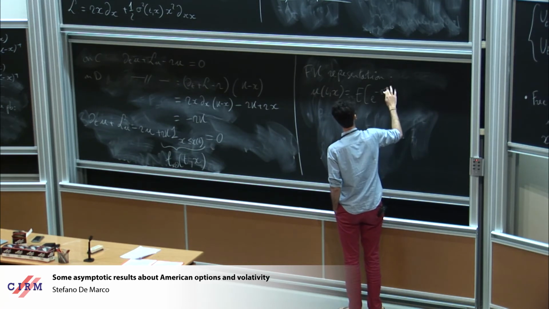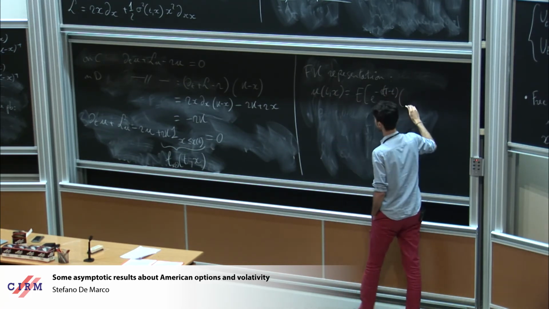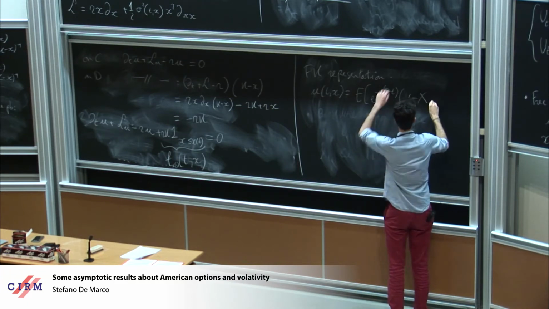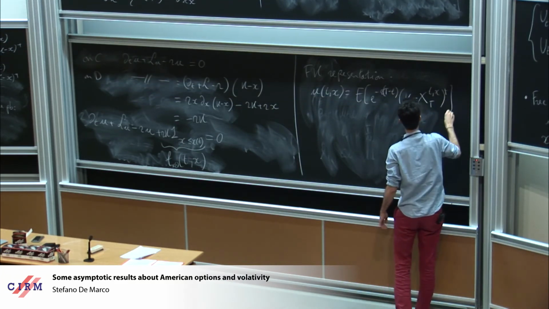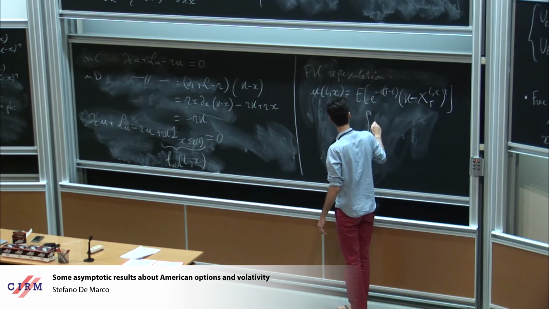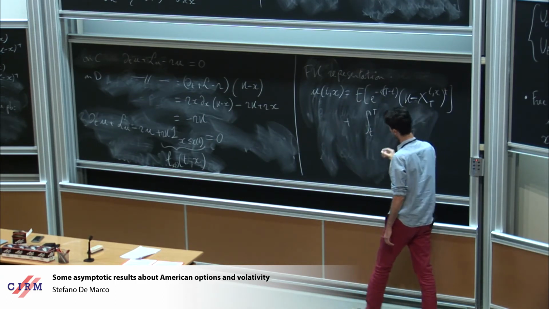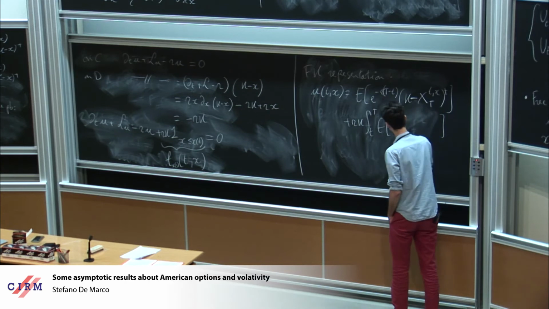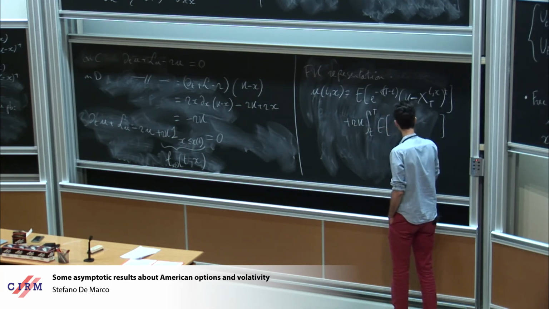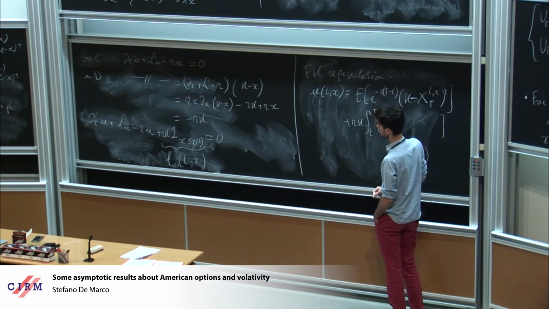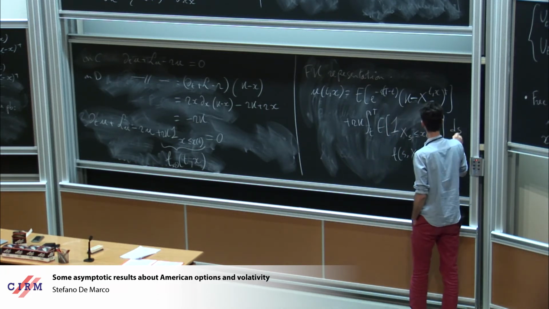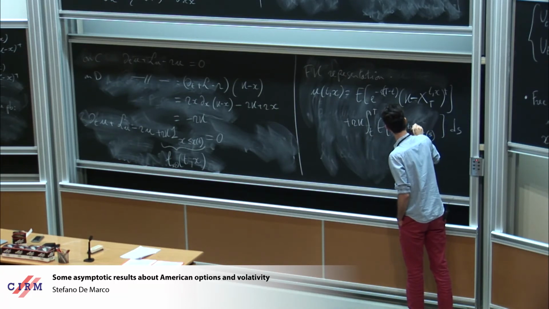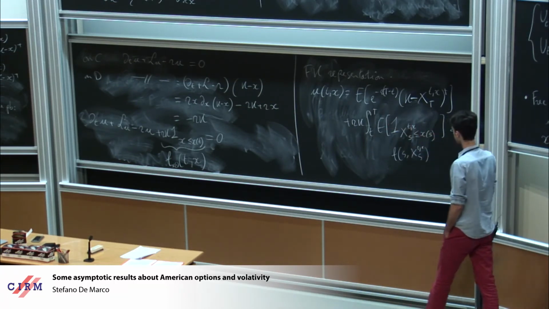Expectation of the terminal value, k minus x, plus what? Plus integral of the source term. So rk, here I have expectation of f of s, x_s, right? And so this is, according to my f, indicator function of x_s smaller than the boundary, right? And I have to put the initial condition here. Okay.